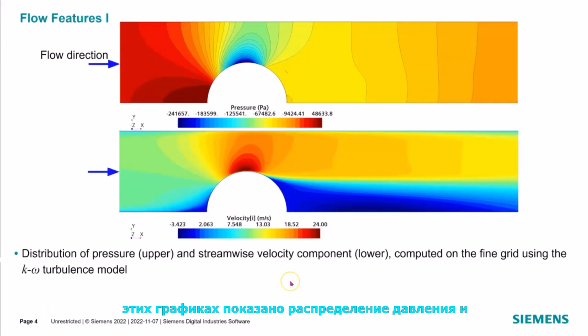These plots show the distribution of pressure and the streamwise velocity component computed on the fine grid using the k-omega turbulence model. Note that the pressure minimum and the velocity maximum are upstream of the highest point on the obstacle, and that isobars are not orthogonal at the obstacle wall.